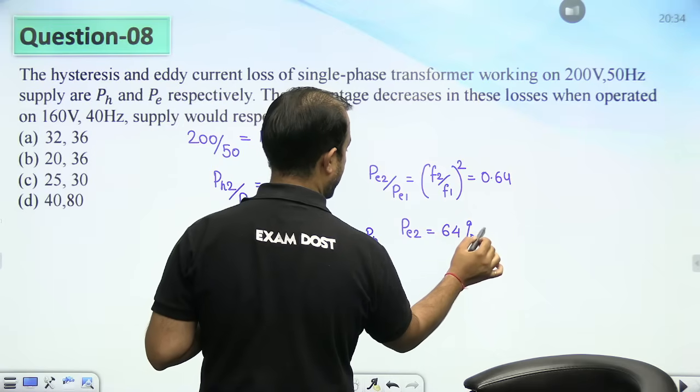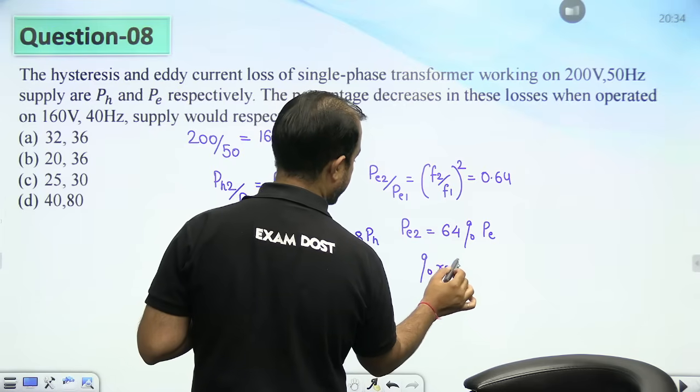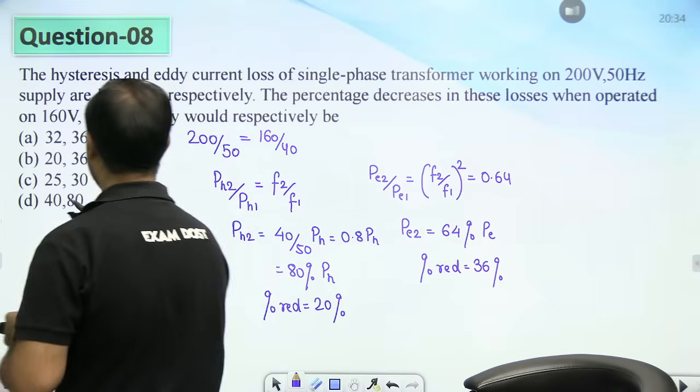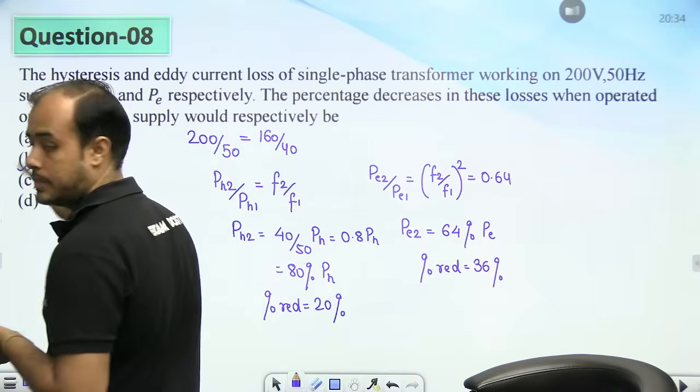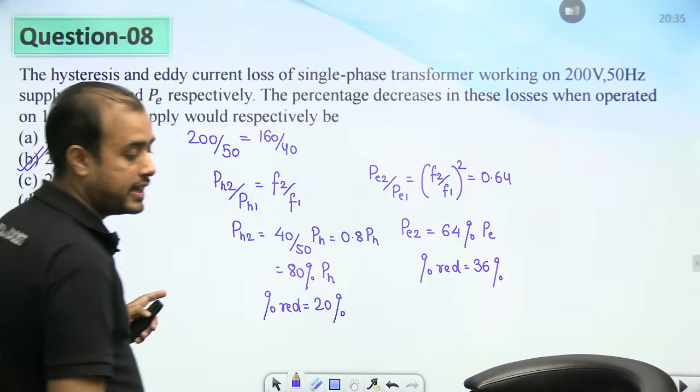64% PE. So what is percentage reduction? 36%. Okay, 36%. So 20 and 36, B. ठीक है, so first you have to check V by F constant.